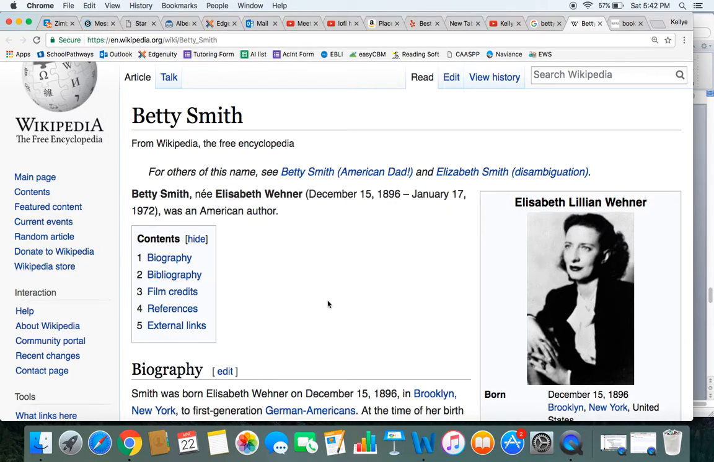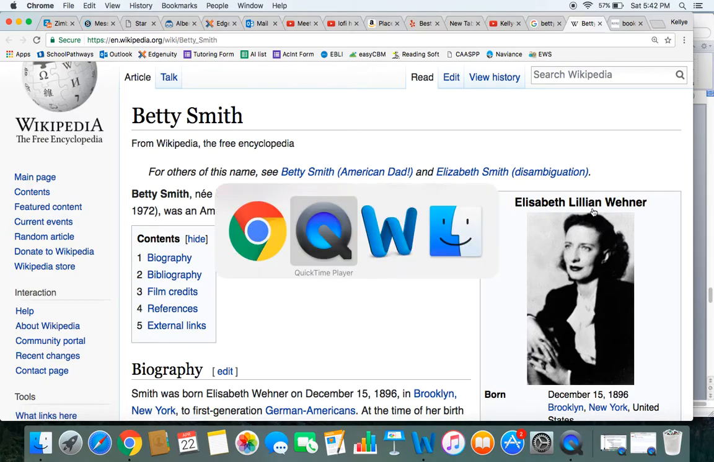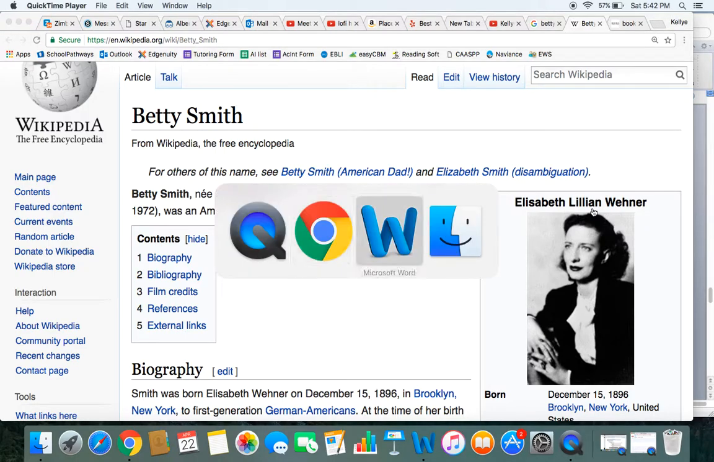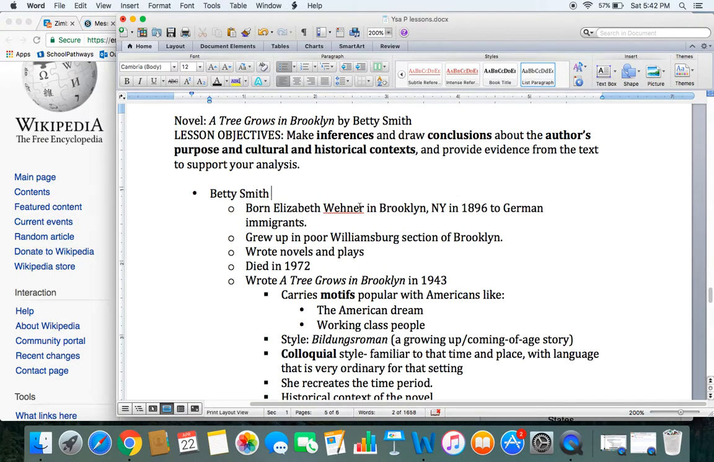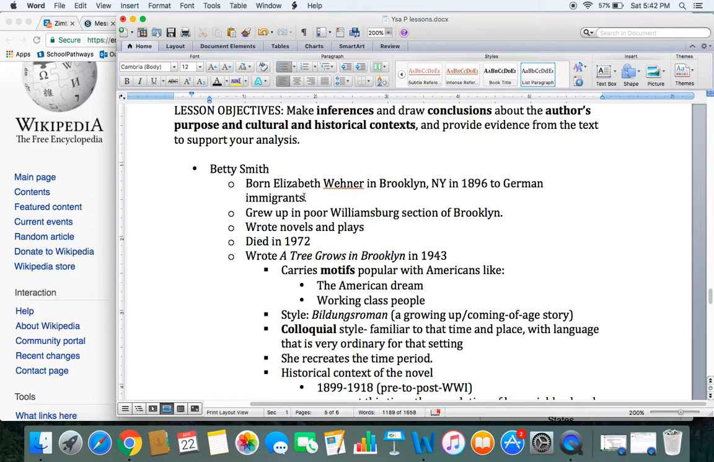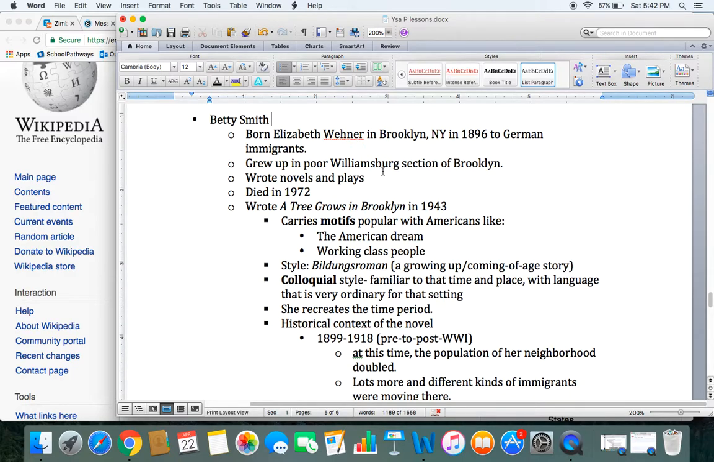She was one glamorous lady. Her original name was Elizabeth Lillian Weiner. She was actually a German immigrant. Her parents were both German immigrants. She was born in Brooklyn, New York in 1896, and she grew up in a poor section of Brooklyn called Williamsburg, and this was where a lot of German immigrants were.